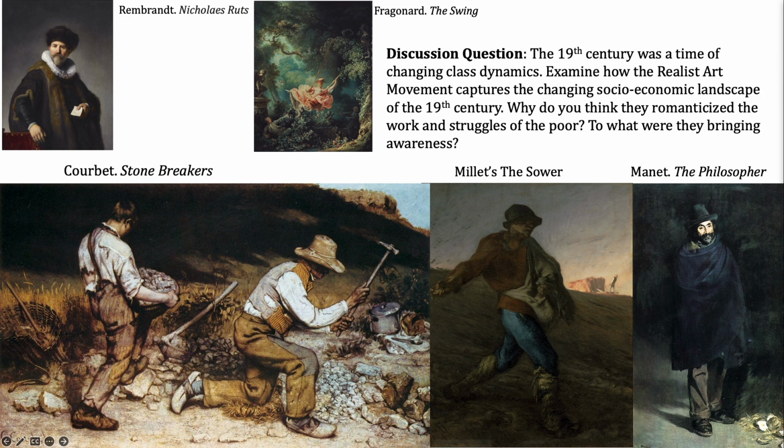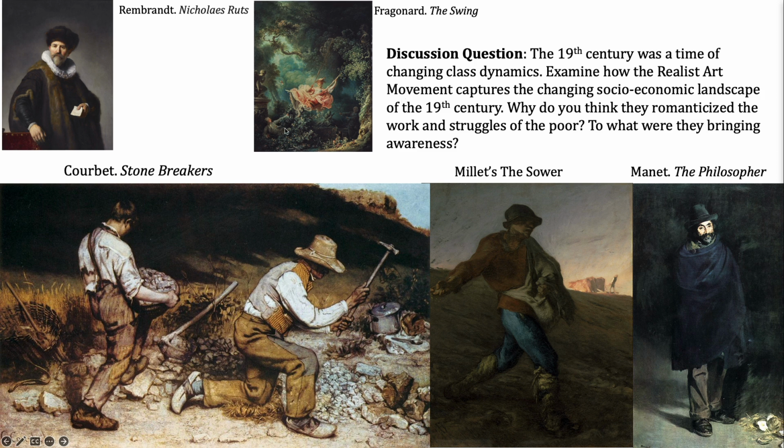So just to think about these artists together, as we think about what's going on during this realist period, one question to think about is how realism captures the changing socioeconomic landscape of the 19th century, how artists are responding to this. Why do you think they romanticized the work and the struggles of the poor? Why didn't they go this direction? They could have gone the direction of Rococo and said, hey, let's just focus on the very wealthy, or with what we see with Rembrandt, let's just paint the wealthy, right?